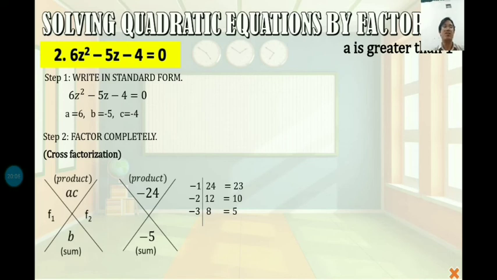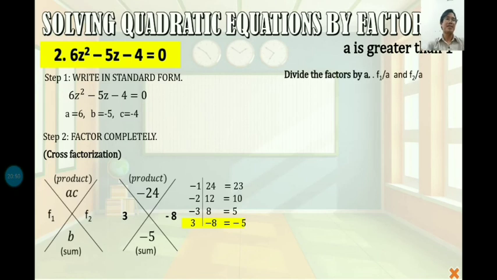Check natin. Oh, 5 but not negative. So ang gagawin natin, let us change the sign. Instead of negative 3, let's write positive 3. Instead of positive 8, let's write negative 8. Check natin, 3 times negative 8, so the answer is negative 24. What about the sum? 3 minus 8 or 3 plus negative 8. Is the answer negative 5? Yes. Okay, so therefore, the correct factors that we are looking for are positive 3 and negative 8.